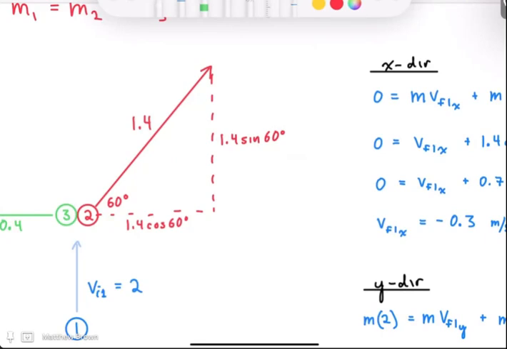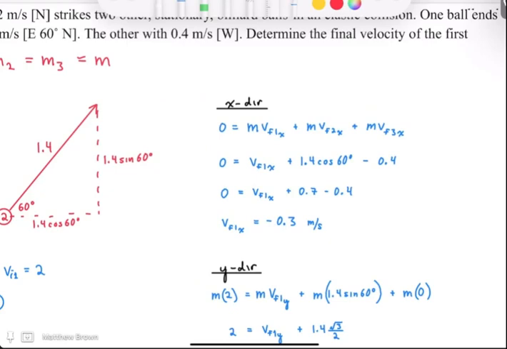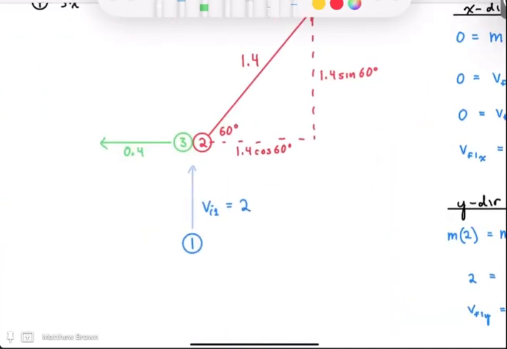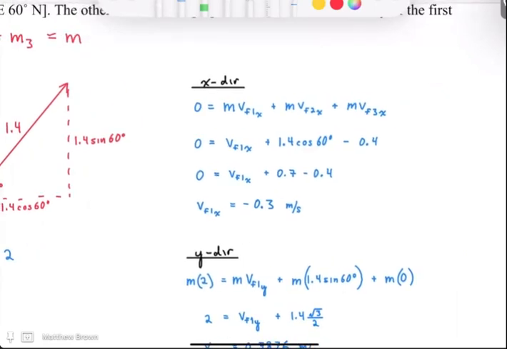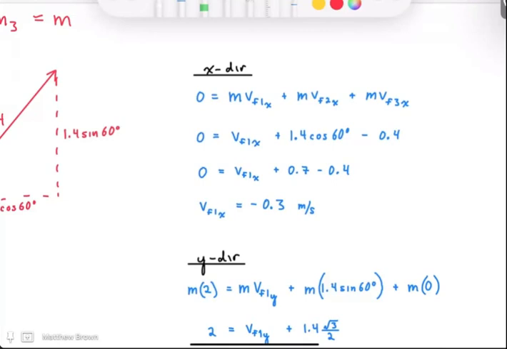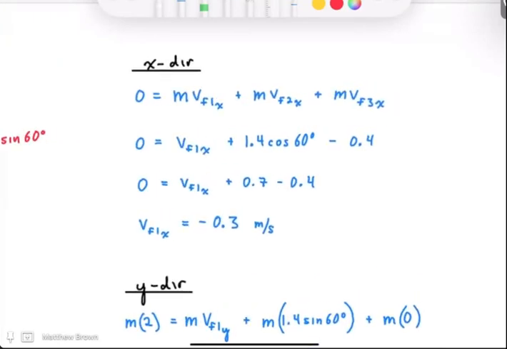So now I can look at each dimension independently. I looked at the x direction first, and the momentum before I wrote is 0. That's because this billiard ball here is going directly north, so 0 velocity in the x direction initially, which means the momentum in the x direction is 0. And that has to equal, I just wrote m for all the masses, the first one, v final of 1 in the x direction, plus v final of 2 in the x direction, plus the momentum of billiard ball 3 in the x direction.